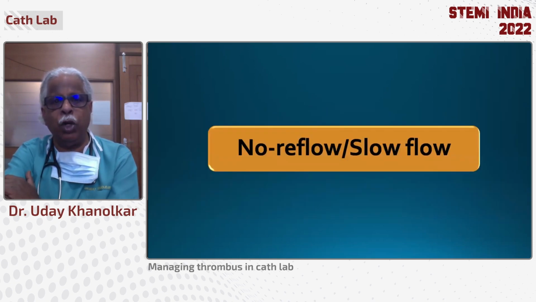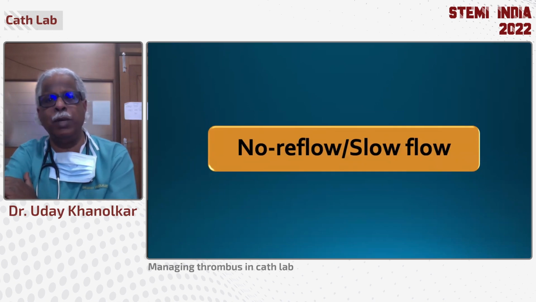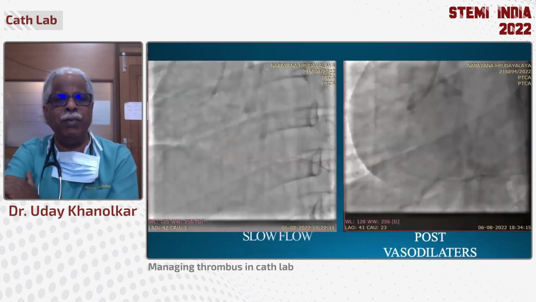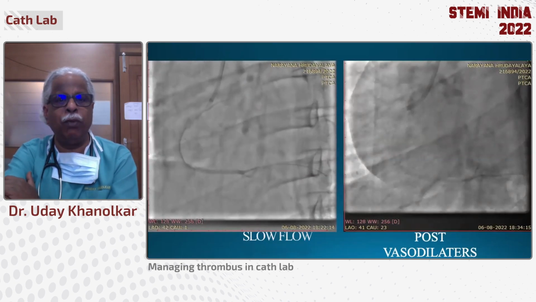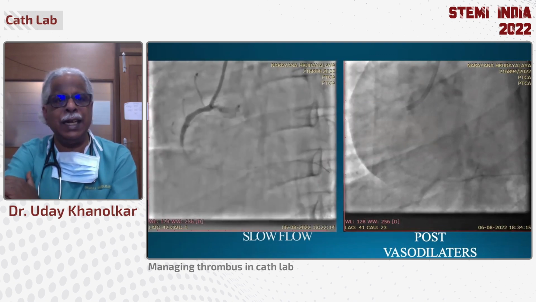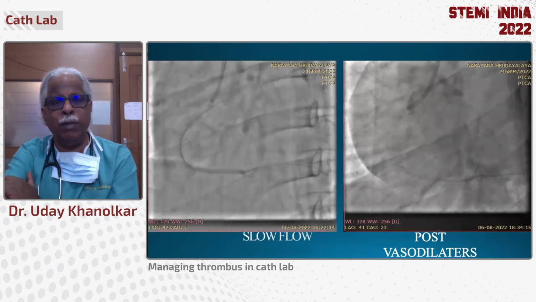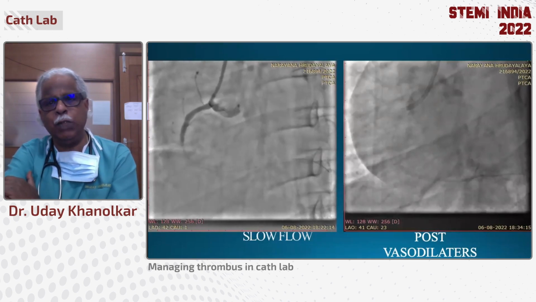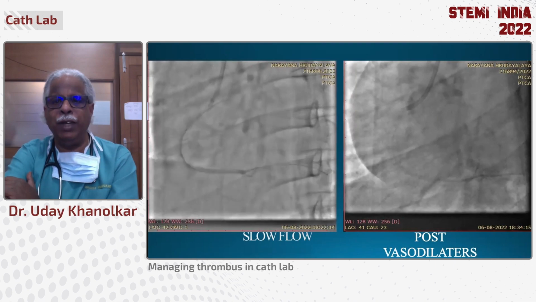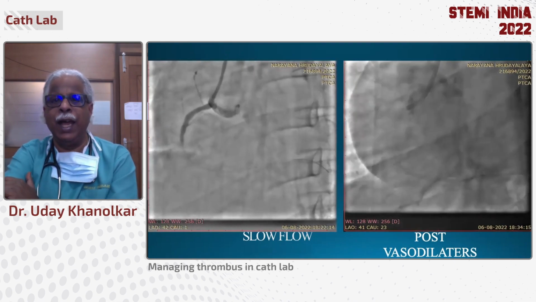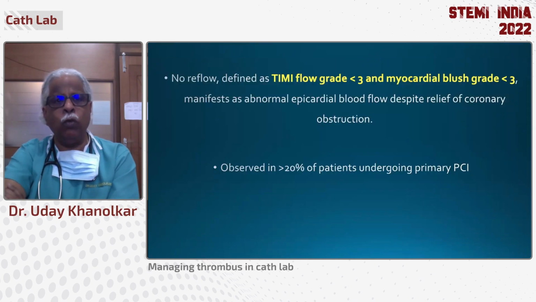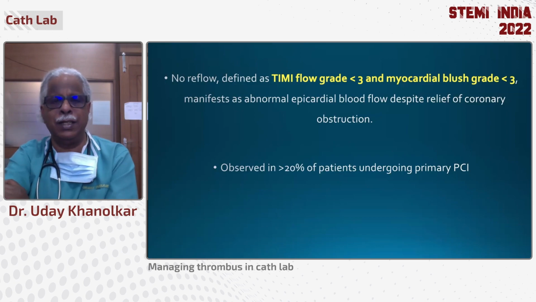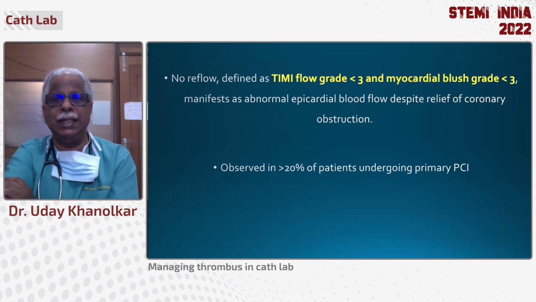We are more worried about no reflow or slow flow in patients with thrombus in the coronary artery. For example, we see here this gentleman. After the stenting in a right coronary artery, the flow is very slow. This is less than a TIMI 3 flow. There is no TIMI 3 blush at all. So in this patient, because of the slow flow, we have given an intracoronary vasodilator, and we see that the flow is much better now. So no reflow or slow flow is considered when the TIMI flow grade is less than 3 and the myocardial blush grade is less than 3.